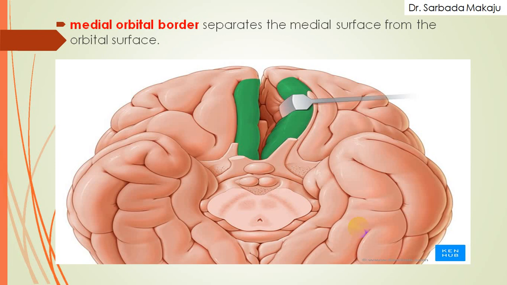Now one more border that is present is known as the medial orbital border. It separates this area, which is known as the orbital surface, from this area, which is known as the medial surface of the cerebral hemisphere.